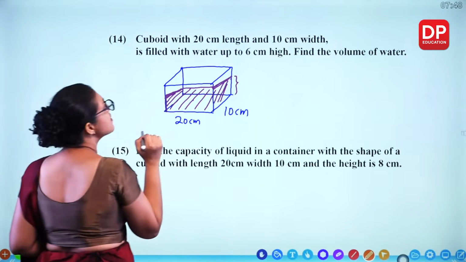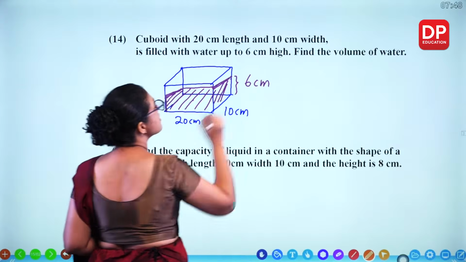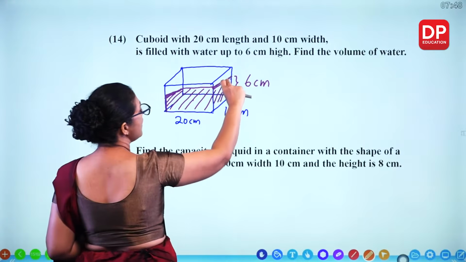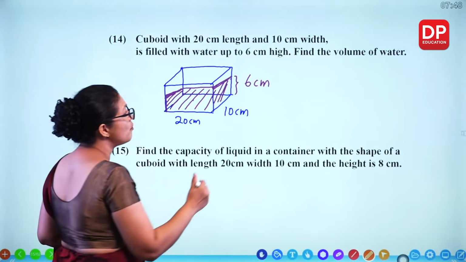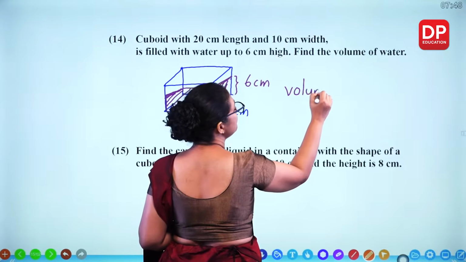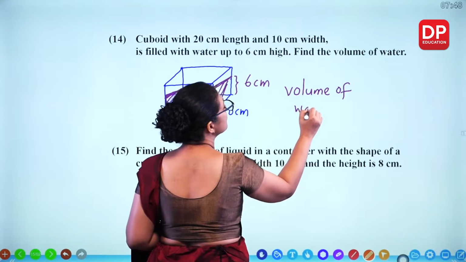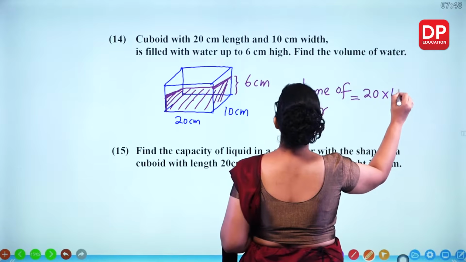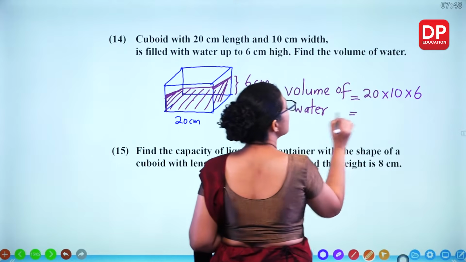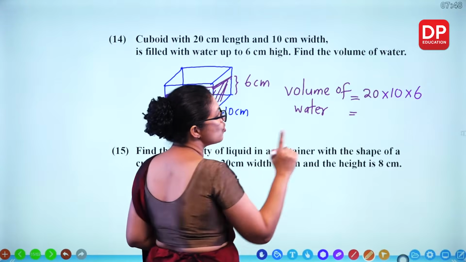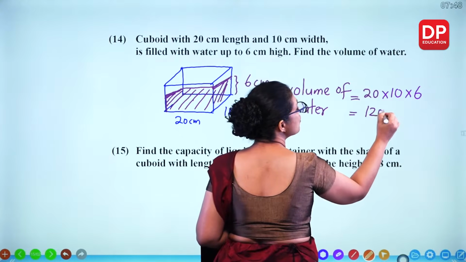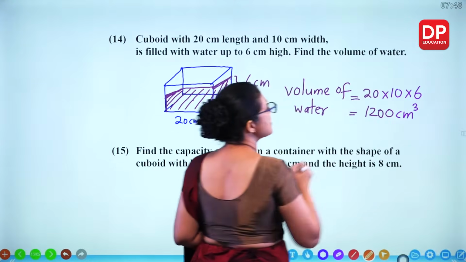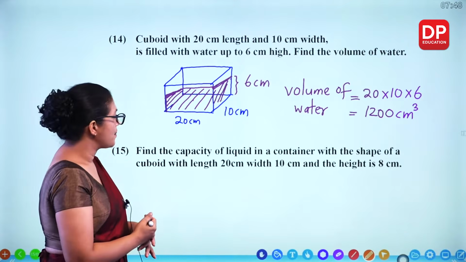So this height is 6 centimeters. Now the question asks to find the volume of water. Now the cuboid with 6 centimeter height. So volume of water is equal to 20 times 10 times 6. 6 times 2, 12, and put 2 zeros. 1200 cubic centimeters is the volume of water.